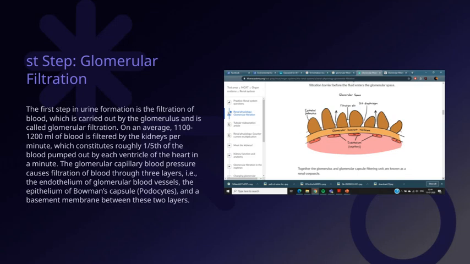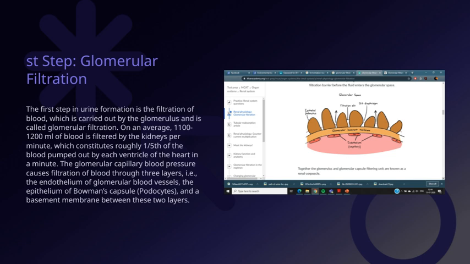Now, let's talk about the first step in urine formation, which is called glomerular filtration. This process involves the blood being filtered by the glomerulus, a tiny but vital part of the kidney. On average, about 1,100 to 1,200 milliliters of blood are filtered every minute. To put that into perspective, that's roughly 1/5 of the blood pumped out by each ventricle of the heart each minute.